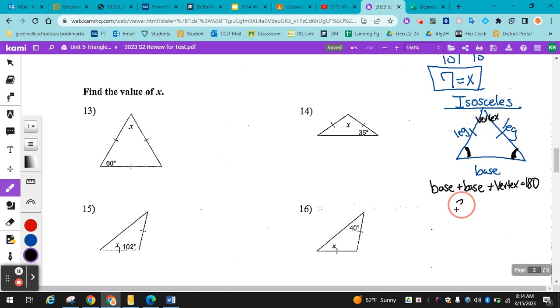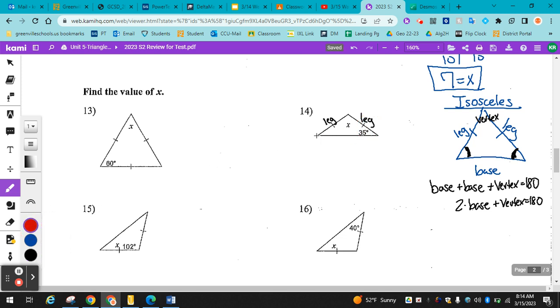But these are equal, so you could say 2 times my base angle plus my vertex equals 180. Same equation, whichever one makes sense to you. You don't even need the equation though. So here's an isosceles triangle. This is the leg. This is the leg.